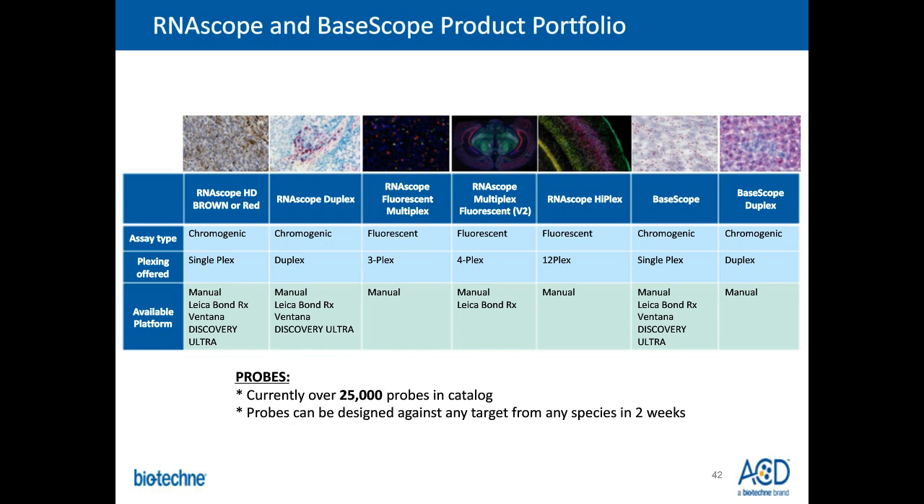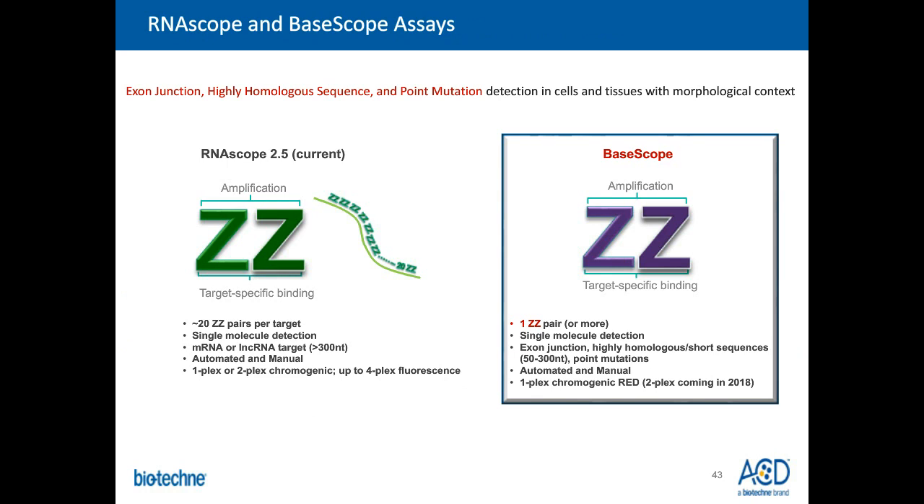The two major assays that we offer are the RNAscope assays and the BaseScope assays. The RNAscope assay is mainly for targets that are over 300 nucleotides in length, and the probes that we design are normally a pooled probe of 20 ZZ pairs. The BaseScope assay is a more specialized assay that was designed to detect targets like splice variants, highly homologous sequences, and point mutations. And the probes that we give here are normally smaller in size, up to 1 to 3 ZZ pairs in length.